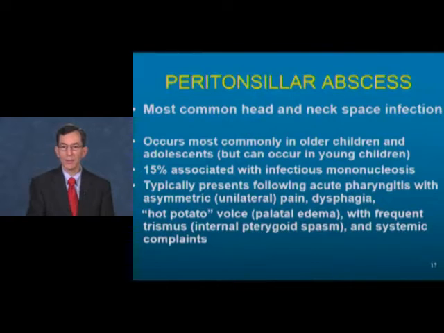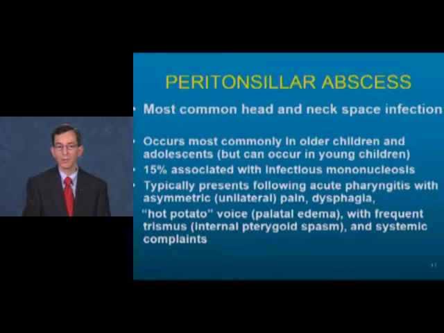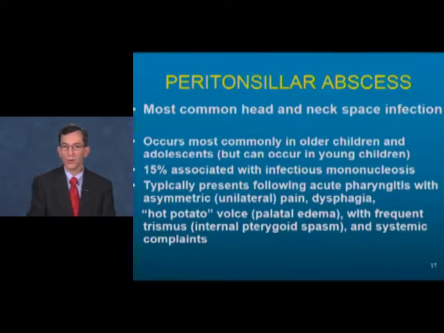Patients present typically with symptoms of acute pharyngitis followed or dominated over time by the development of asymmetric complaints. They will have pain that localizes more to one tonsil than the other. They will develop pain and difficulty on swallowing. They will develop muffling of their voice, the so-called hot potato voice, due to swelling of the soft palate. And depending on the extent of infection, they may develop trismus due to inflammation of the internal pterygoid.